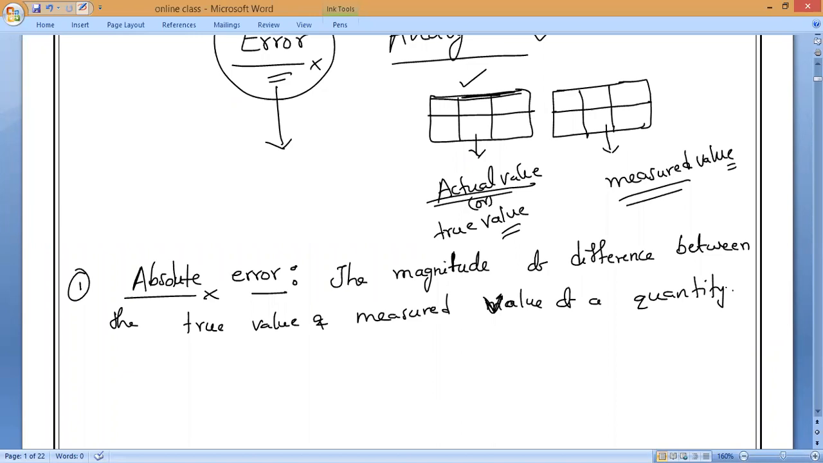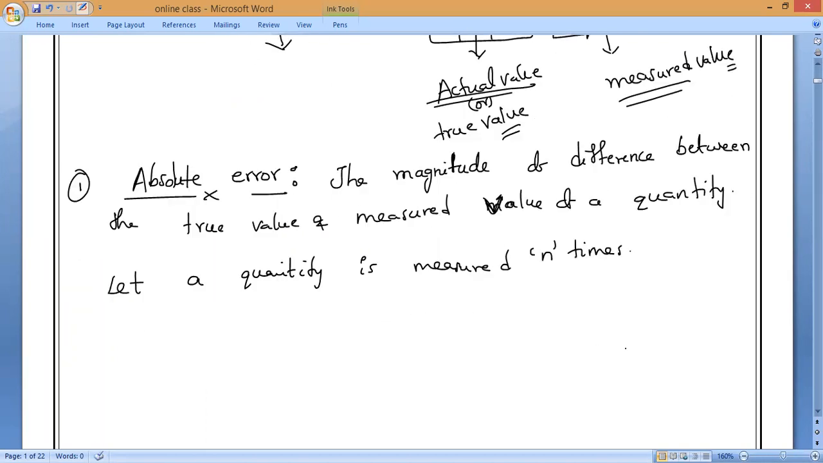So let a quantity be measured n times. If I have measured n number of times, let a quantity be measured. How many times have we measured? 1 time, 2 times, 3 times, 4 times, 5 times, 6 times. Like that we measured how many times? We measured n times. Are you clear, everybody? Yes, please. We measured n times.